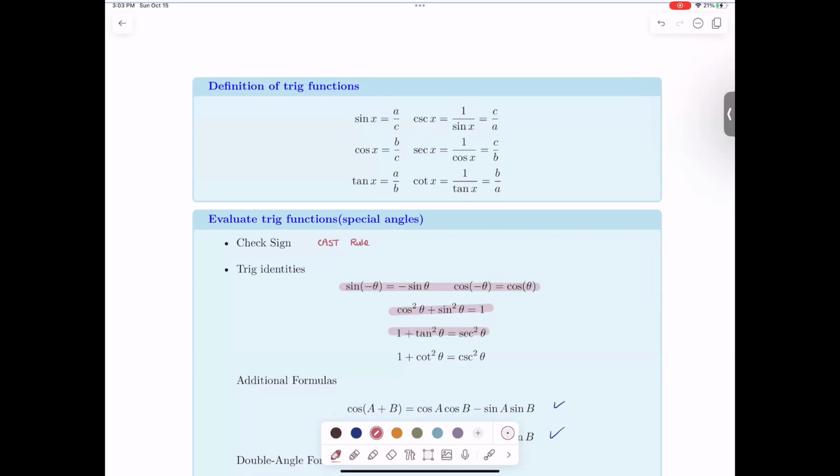CAST rule? It's used to check signs. So you draw this. I don't remember it as CAST. I use this like "All Students Take Calculus." All are positive, sine positive, tangent positive, cosine positive. Okay, so this is used to check the sign of your trig functions. All Students Take Calculus, exactly. I don't call it CAST.